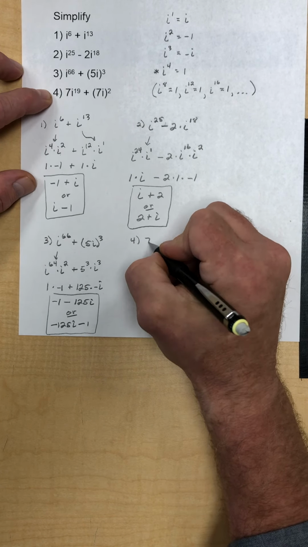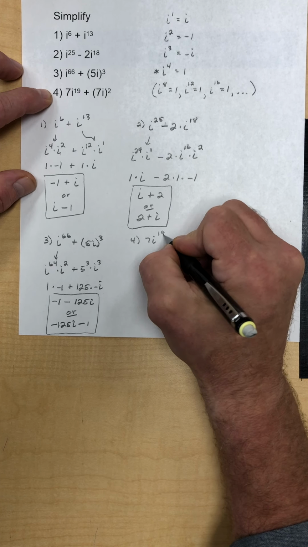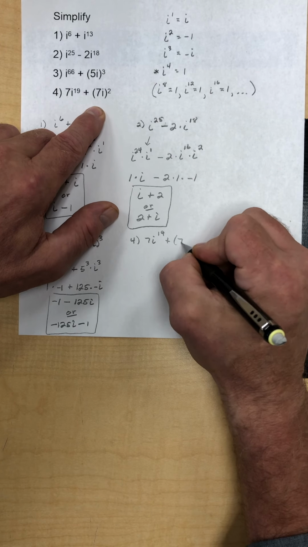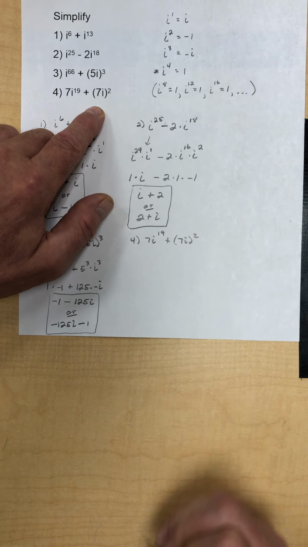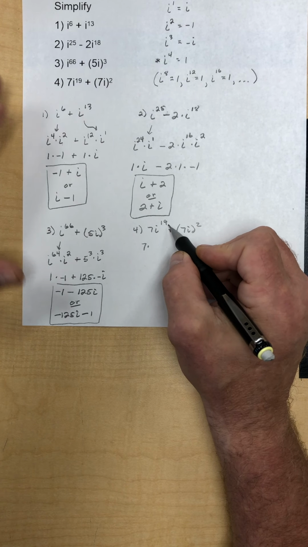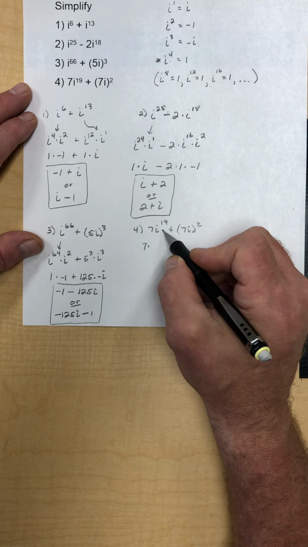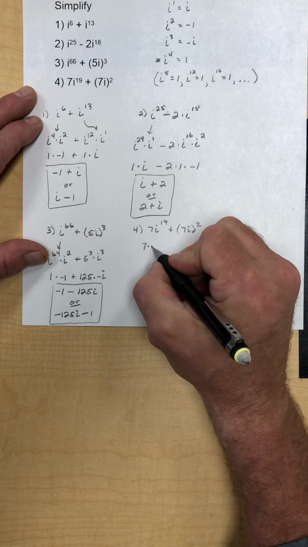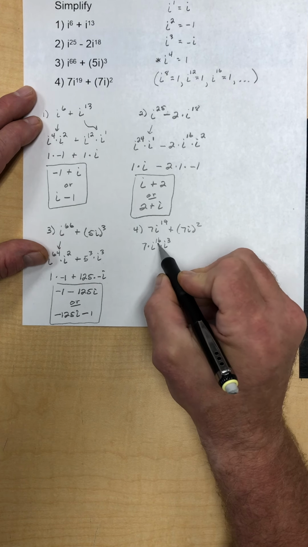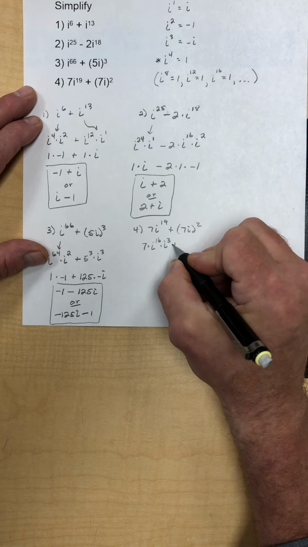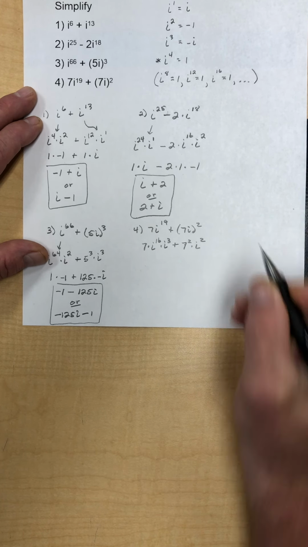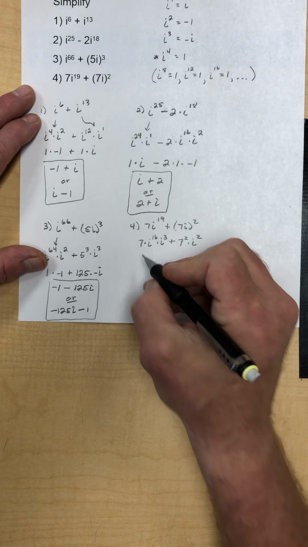Okay, so I have 7i to the 19th plus, once again, notice everything is to the 2nd power, so that's 7i squared. Okay, so let's see, 7 times i to the 18th. The largest multiple of 4 that's less than 19 is 16, so that would be i to the 16th times i cubed. 16 plus 3 is 19, so that's good. This guy, I've got to go 7 squared times i squared.